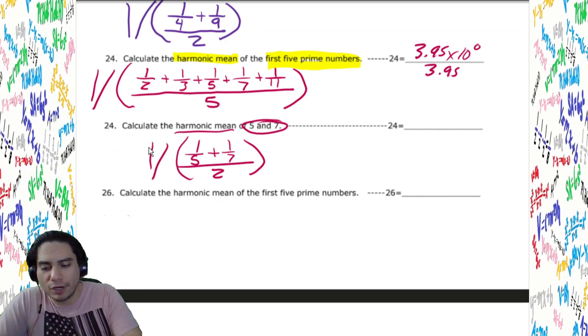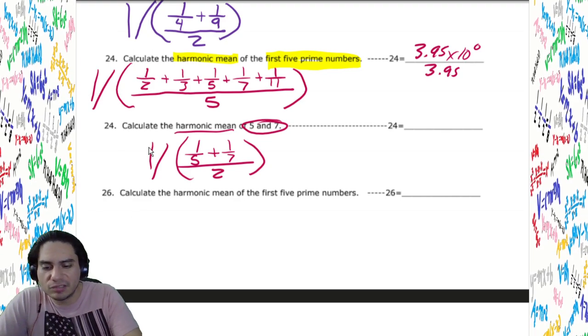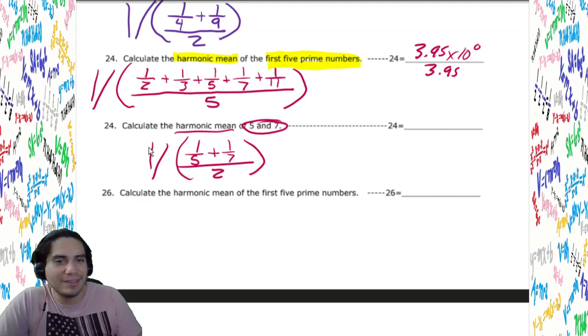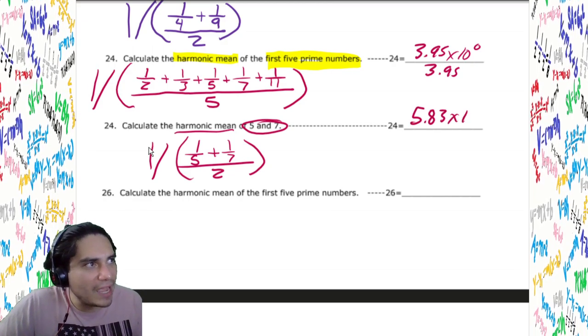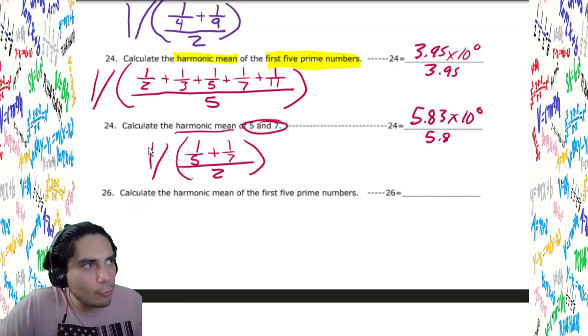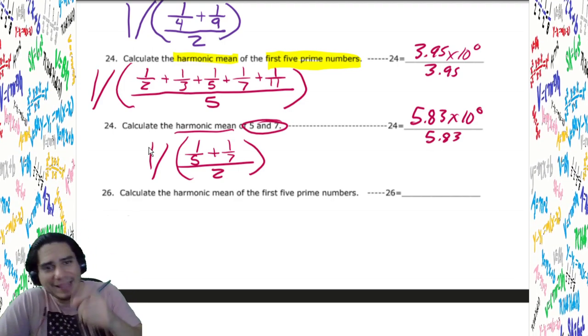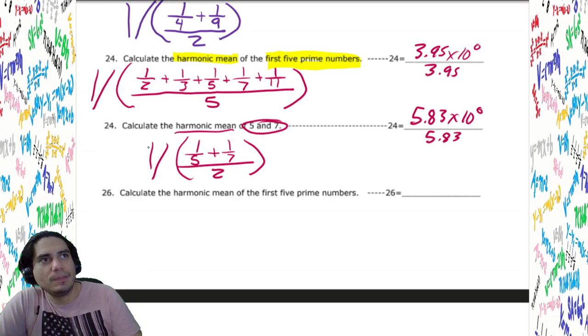5, 1 over x. 7, 1 over x plus 2, divide, 1 over x. And that's all it is, ladies and gentlemen. You got 5.83 times 10 to the 0, or 5.83. That's standard form, and that's what we got to get. We got to make sure that happens, all right, ladies and gentlemen?